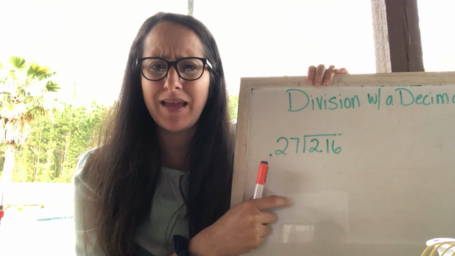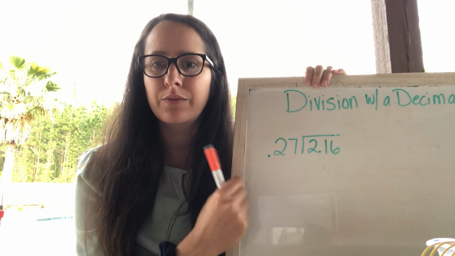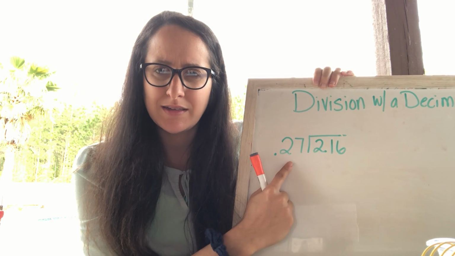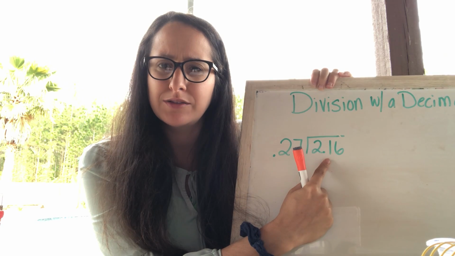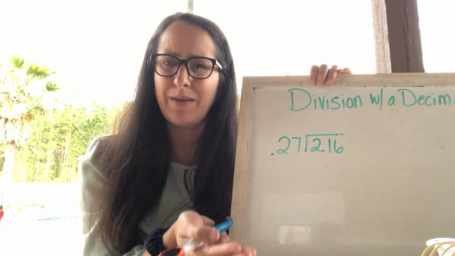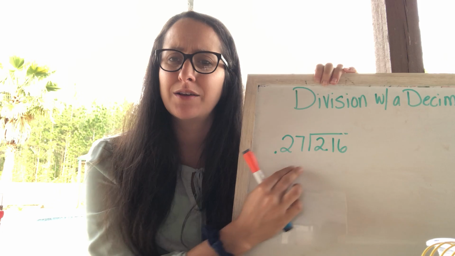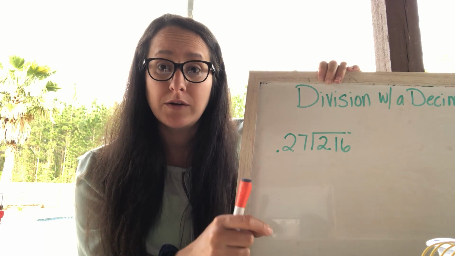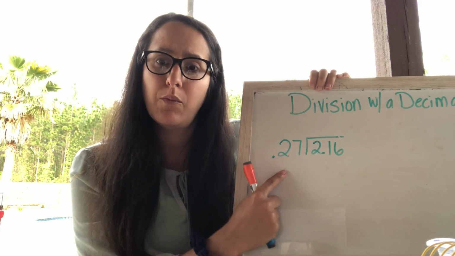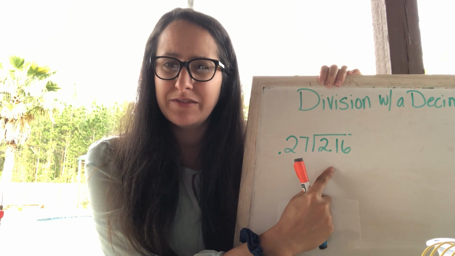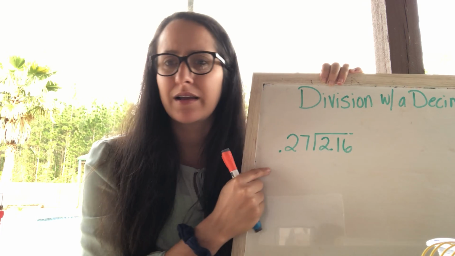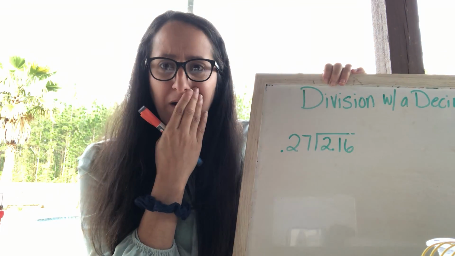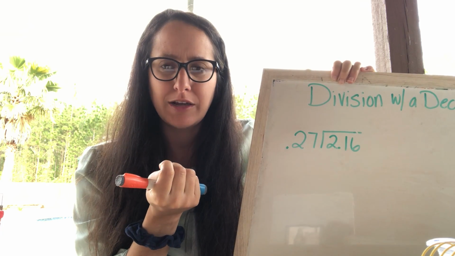So basically, I want to make that divisor into a whole number. The thing is, I cannot do something to this number that I don't always do to this one. We want to keep it equivalent. We want to keep this ratio the same in order to get an accurate quotient. If we manipulate my divisor but not my dividend, then my quotient is not going to be accurate because we aren't keeping that ratio the same.